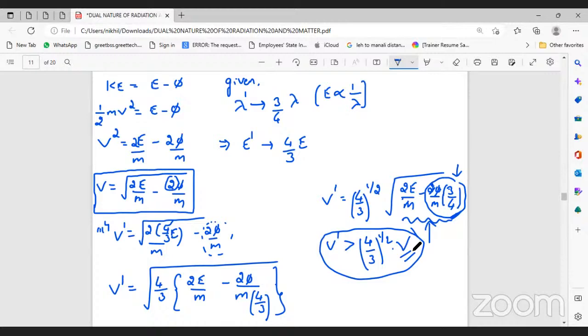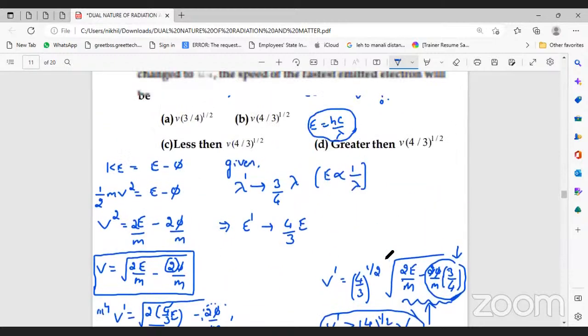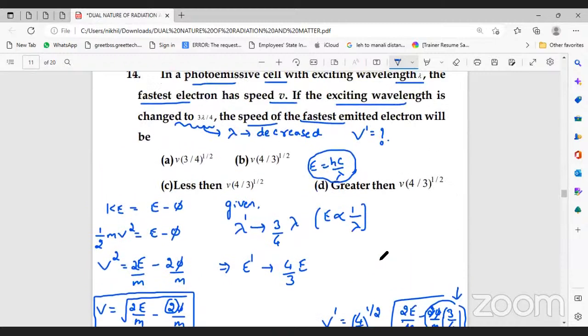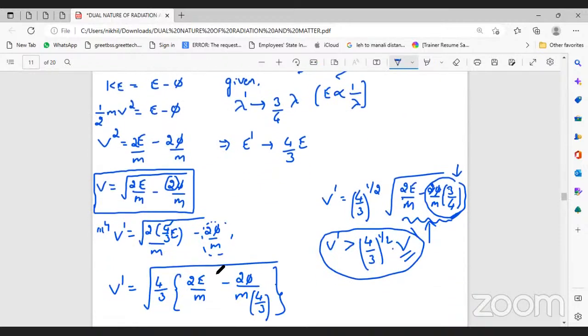So can you tell me which will be the right option then? Greater than (4/3)^(1/2) times of V. Option D is the right answer. A little lengthy, I think you can manage this. Actually, this was asked in the previous year.